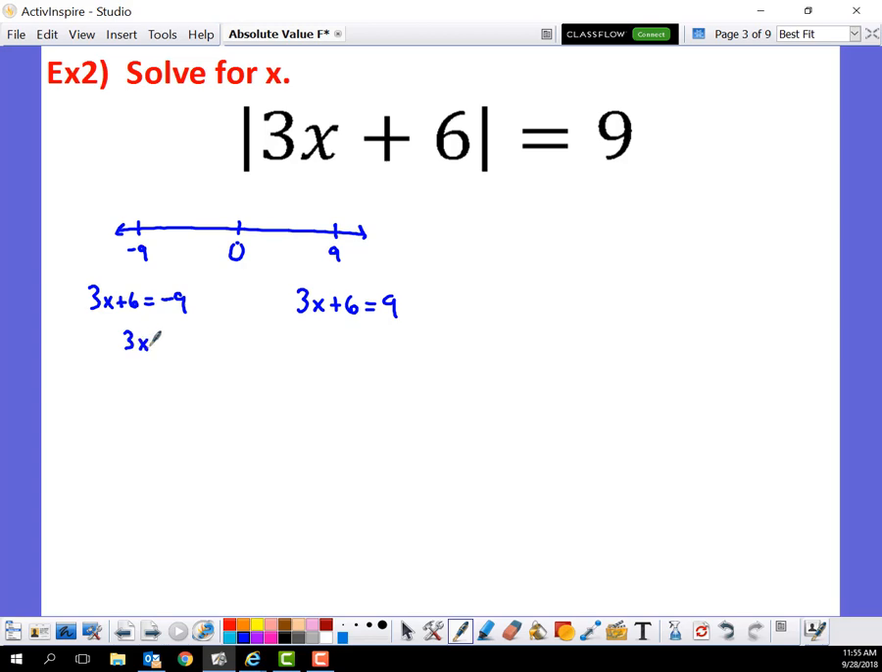So here I subtract 6 on both sides, and I get -9 minus 6 more gives me -15. Divide both sides by 3, and I get x equals -5.